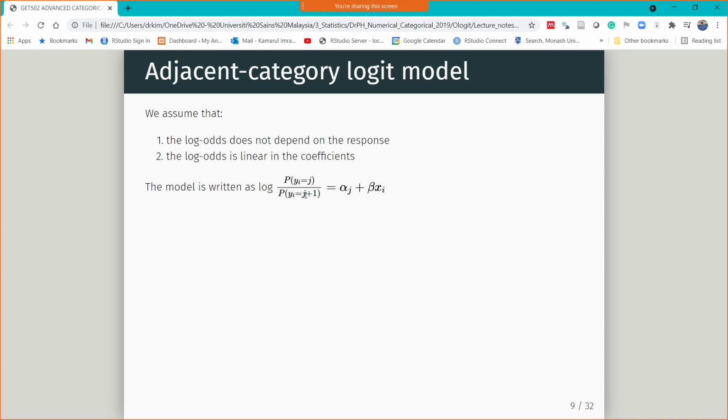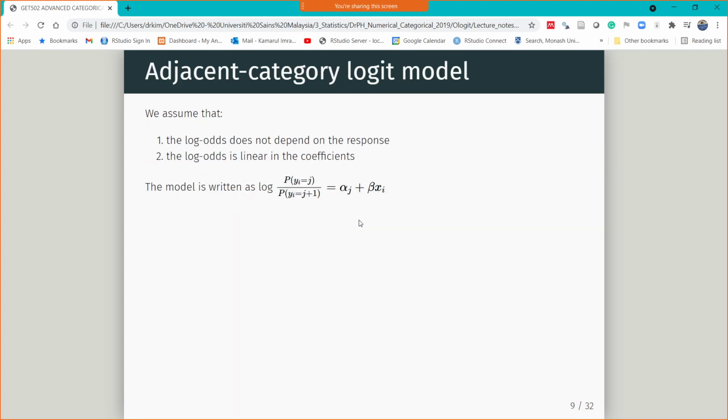In binary logistic regression, it's quite simple because you have 1 versus 0. The probability of y equal 1 versus the probability of y equal 0, so you are dividing the odds between the two outcomes.